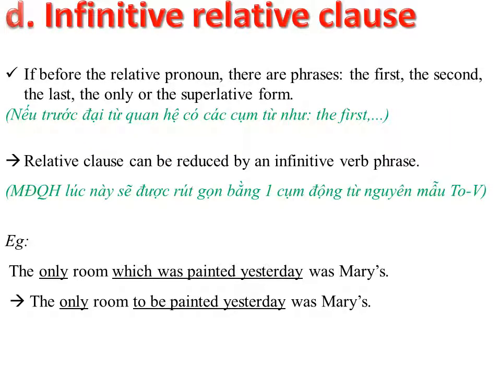D. Infinitive relative clause. If before the relative pronoun there are phrases such as the first, the second, the last, the only, or the superlative form, the relative clause can be reduced by an infinitive verb phrase. Example. The only room which was painted yesterday was Mary's. Equals: the only room to be painted yesterday was Mary's.